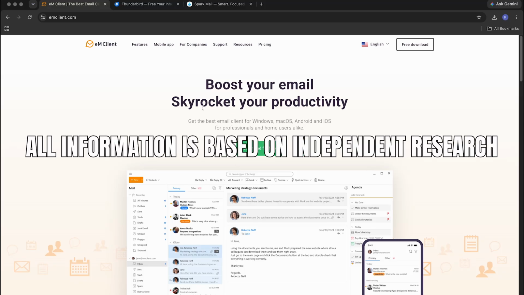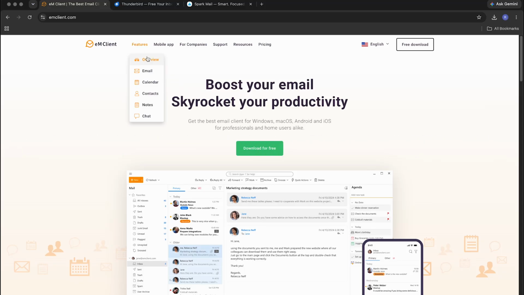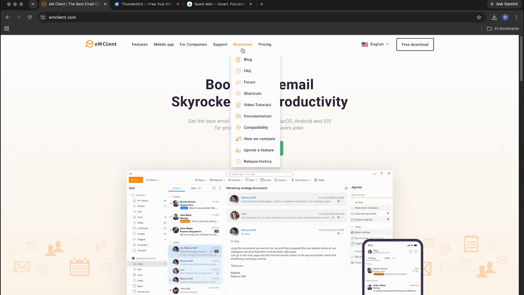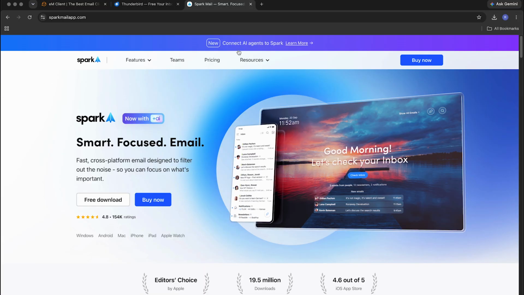Searching for an affordable email client that doesn't have to cost you an arm and a leg? In today's world of 2026, we'll be taking a look at mClient and analyzing whether or not its pricing is justified when there are other free or inexpensive competitors in the market like Thunderbird, Outlook, and Spark.